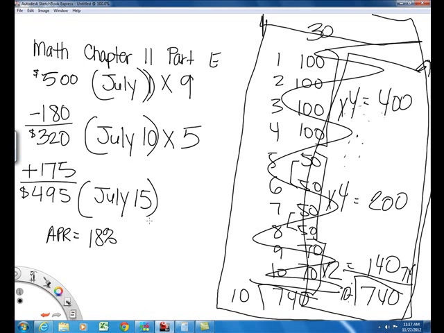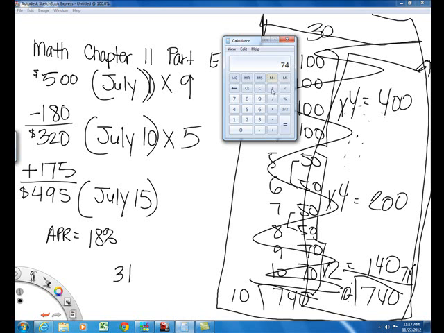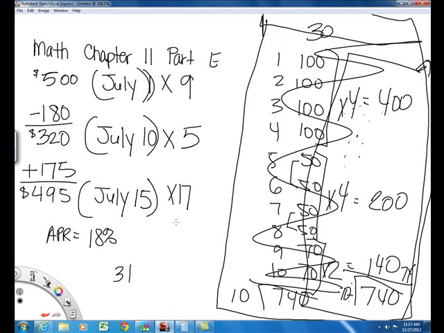So I need to find out how many days there are in July. 30 days has September, April, June, and November. All the rest have 31. So there are 31 days in July. I've already accounted for 9 days and for 5 days. That means 17 days are left.